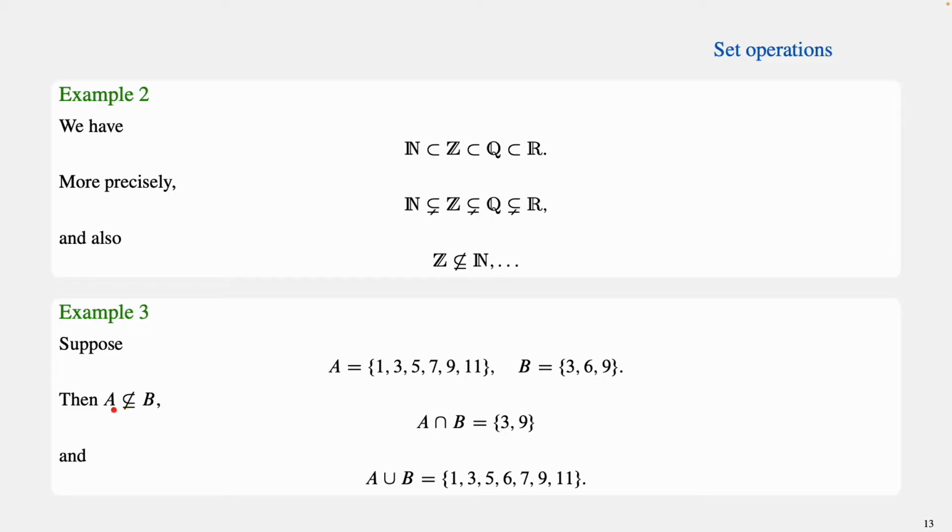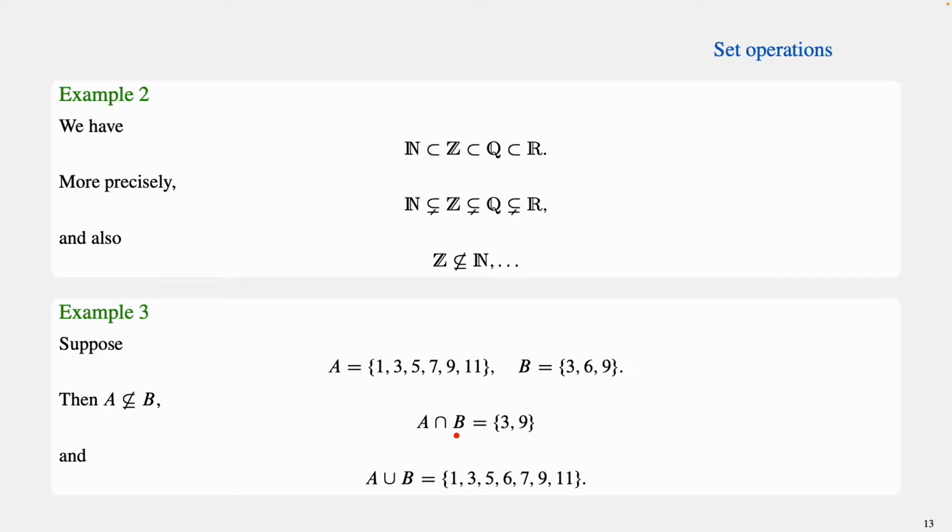First we observe that A is not a subset of B, which is quite clear because there are several elements in A that are not contained in B. 1, 5, 7 and 11 are not contained in B, so A is not a subset of B. Also you can argue that B is not a subset of A because the element 6 that is in B is not contained in A, so neither one is a subset of the other.